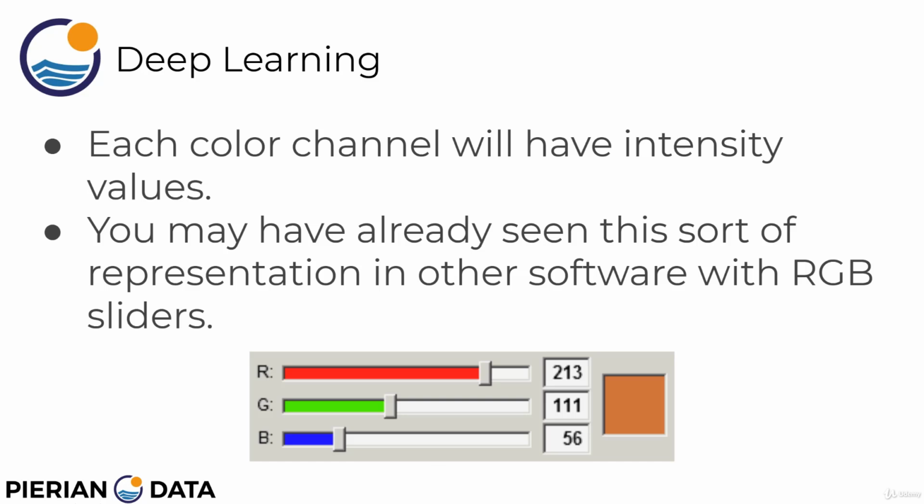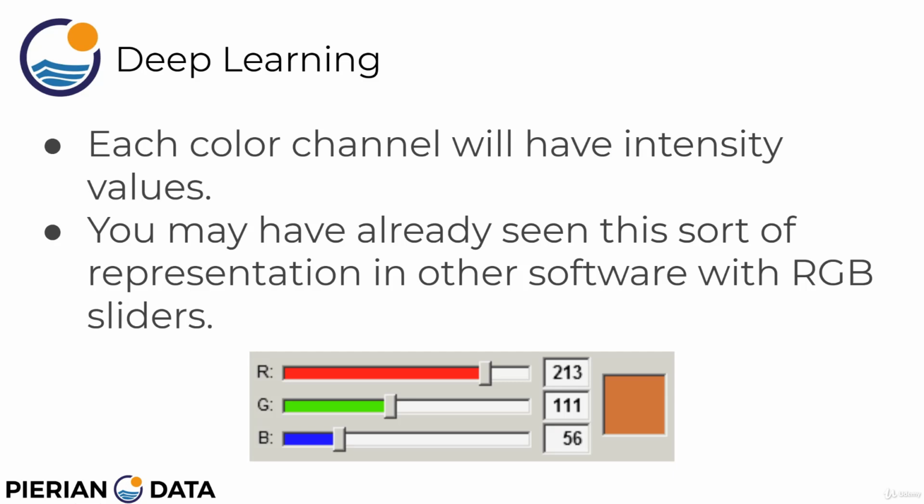Now each color channel will have intensity values, and you've probably already seen this if you've ever worked with representation of color pixels in other software, such as RGB sliders. So here we have RGB sliders, and essentially we choose some value between 0 and 255 for red, green, and blue, and you mix them together as if they were paints, and you get some sort of color out. The main idea is that these colors can be represented as a mix between red, green, and blue.